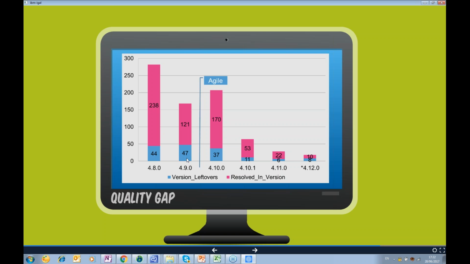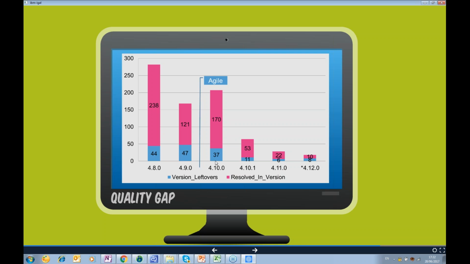And what you can see in these bars is that the navy part is the version leftovers, the number of bugs that were left over after we released the version. So you can see that at the end of the day, there were many bugs open, known issues, when we released the version.